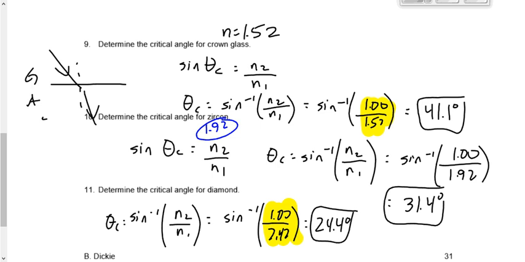Does that make sense? Not the bigger the index of refraction, sorry, but the bigger the difference in index of refraction, the smaller the critical angle, and the more chance we have of getting total internal reflection because, well, it's easier to exceed. It's easier to be bigger than a small critical angle than it is to be bigger than a big critical angle. Okay?